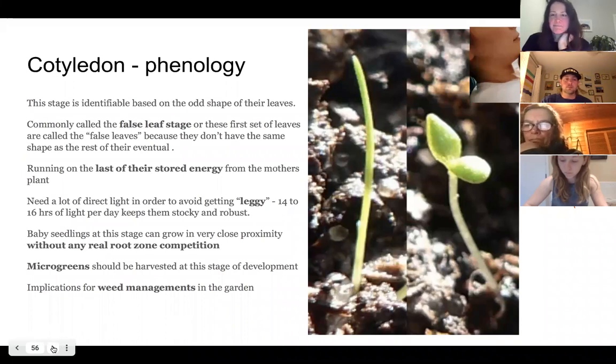Nope, doesn't look like it. Okay, sweet. Yeah, I promise I'm coming back to that seed starting thing. But yeah, just kind of layering in.